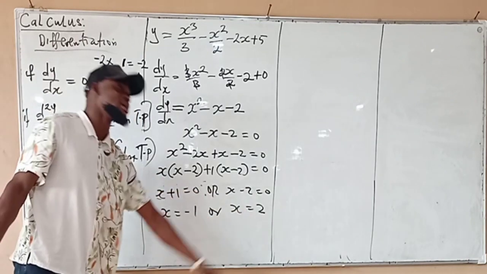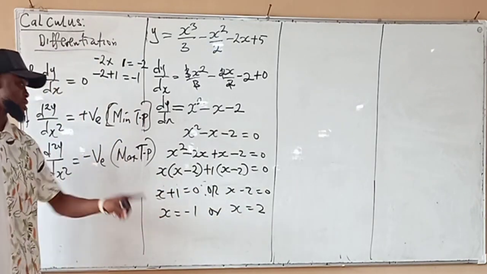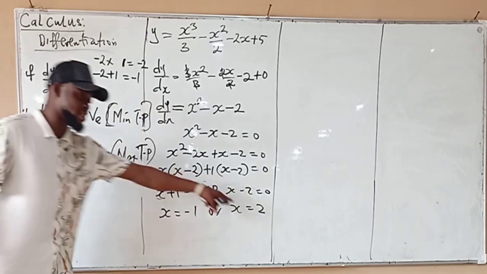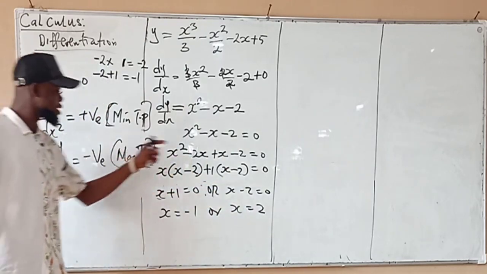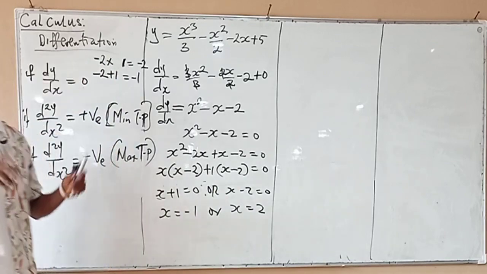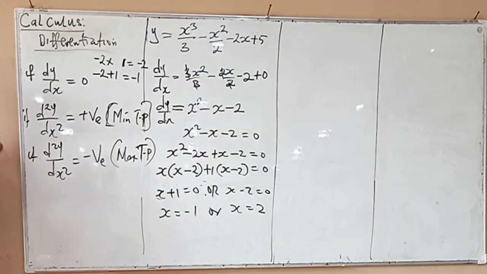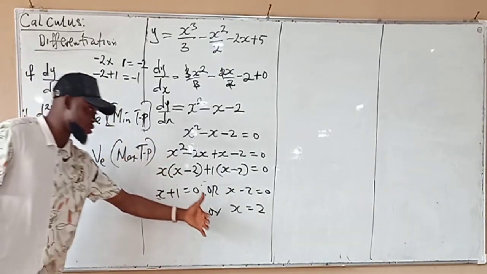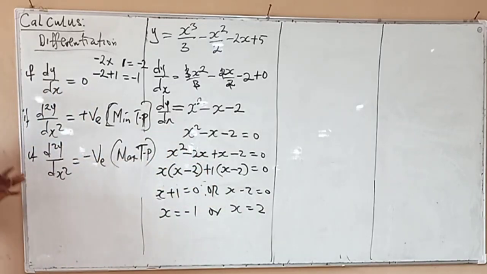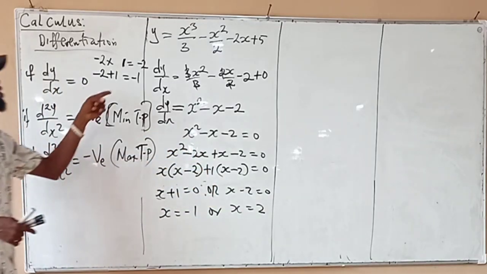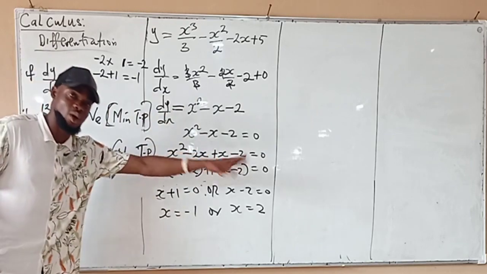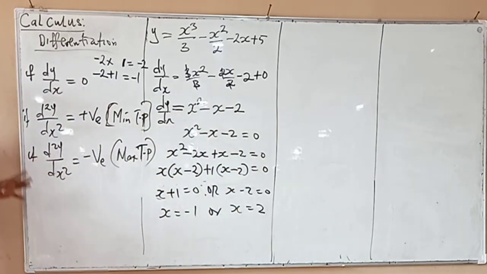Now, which of these is the maximum turning point? Which of these values of x is the maximum turning point, and which is the minimum turning point? Don't forget our turning points or stationary points. How do you get that? Equate your dy by dx to 0 and solve for the values of x. Those are the values of x at your turning points.